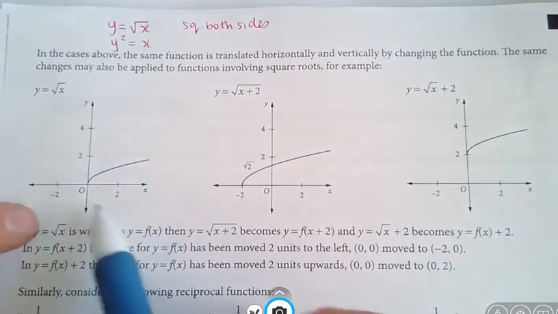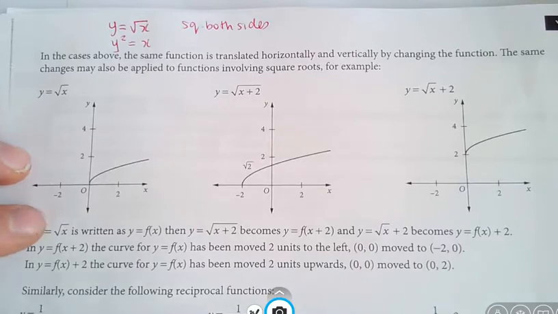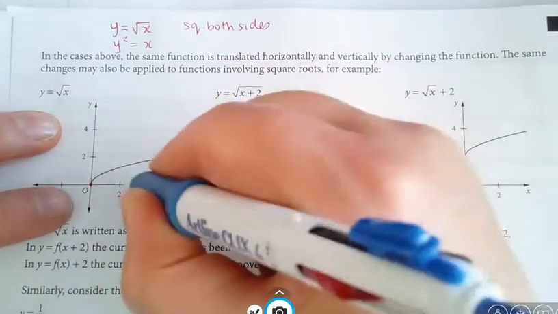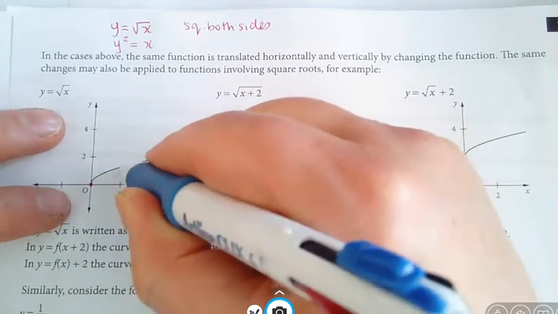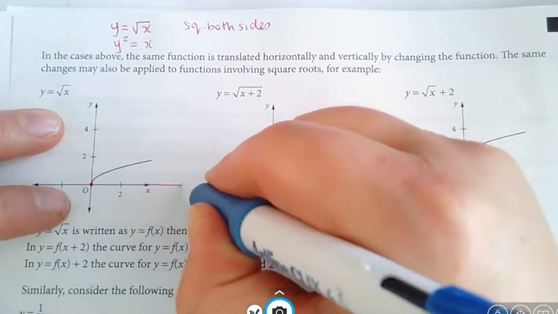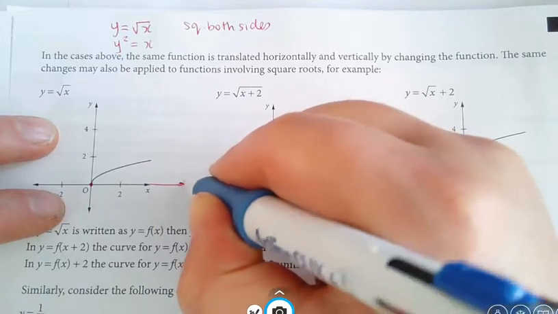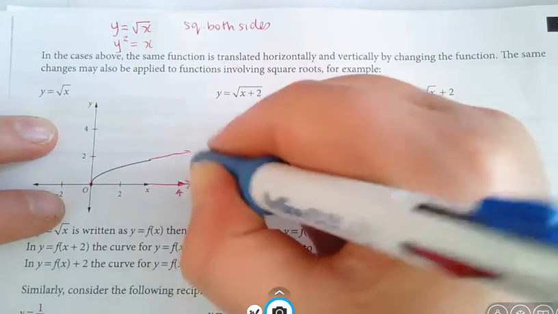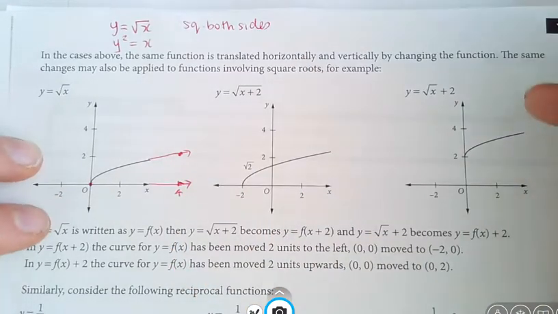So what we would just do at this stage is plot some points. When x is 0, what's y? When x is 2, y is the square root of 2. A really nice point to plot would be, when x is 4, y is 2. That would be a really good point to plot.